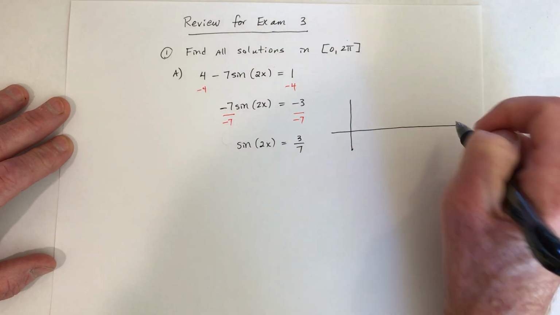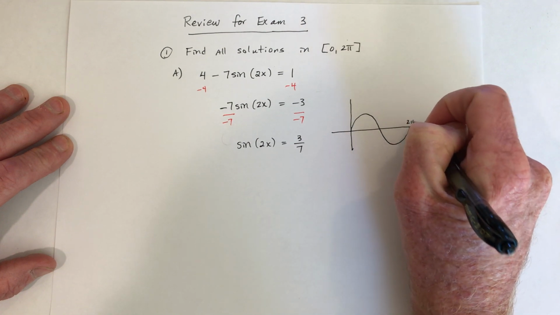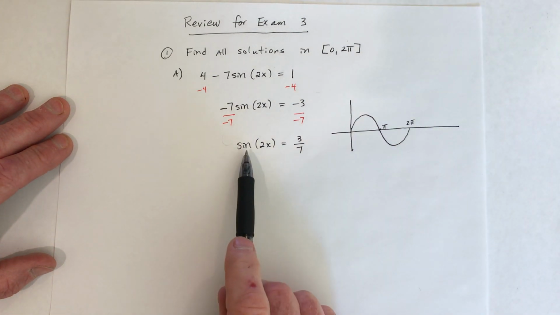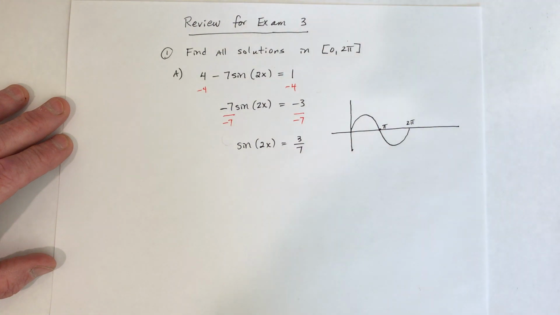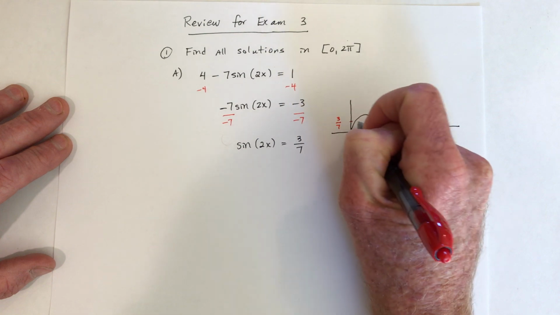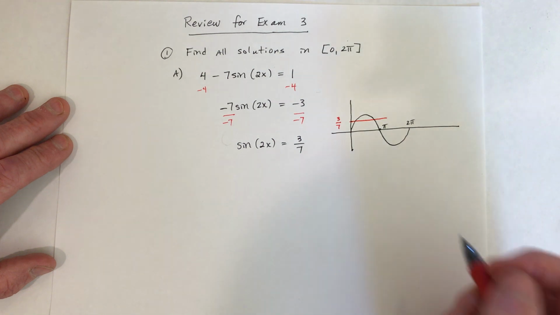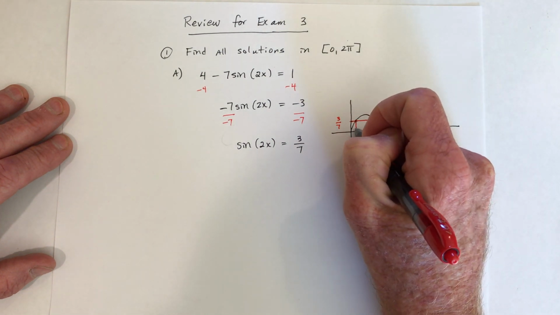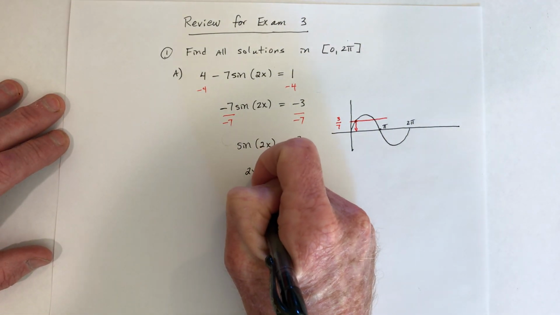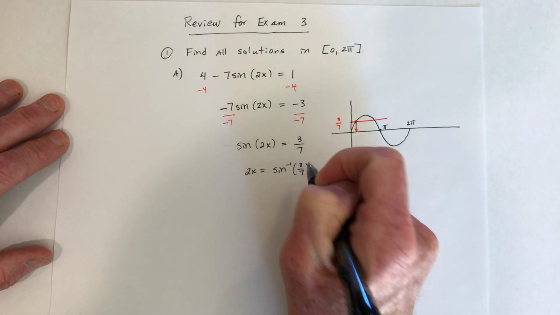So to visualize what's going on, if you look at the graph of sine between 0 and 2 pi, it looks like this. And then this part is saying when you look at the sine graph, when does it equal 3/7? So 3/7 is approximately right here. And if you draw a line straight across, there's going to be 2 solutions. The first solution is going to come from using sine inverse. So then take sine inverse of both sides, and it's going to say 2x equals sine inverse of 3/7.